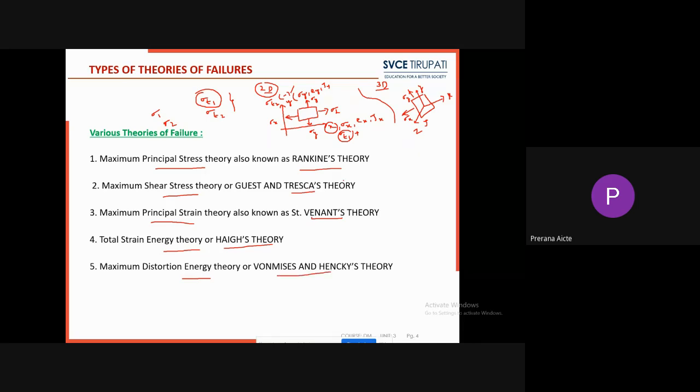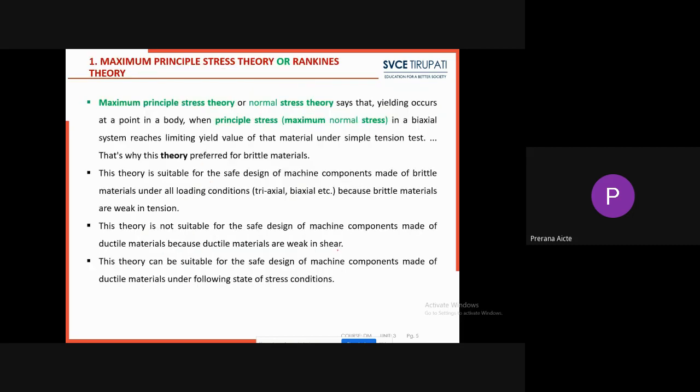These 5 names are scientists' names. They developed the theories. So just remember one more name for each and every theory. First I will discuss the maximum principal stress theory and the maximum principal strain theory. Okay, see, what is the first, maximum principal stress theory.